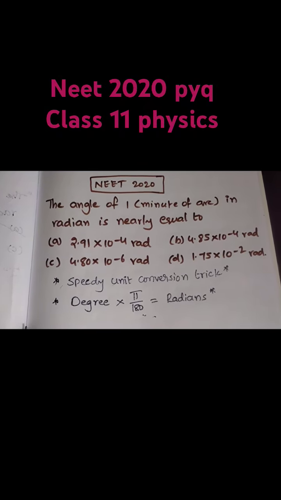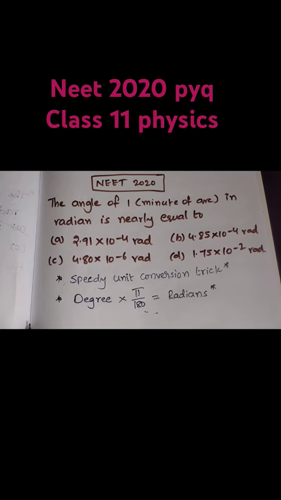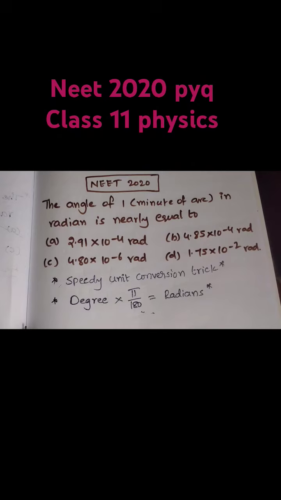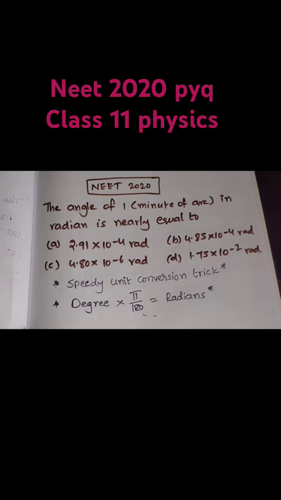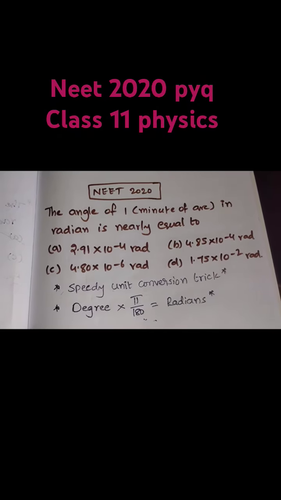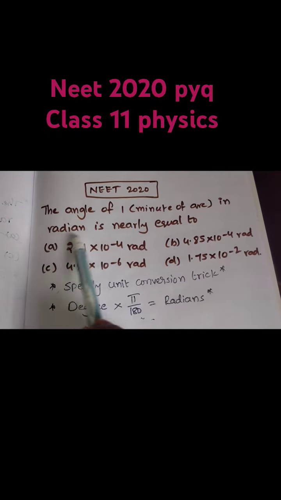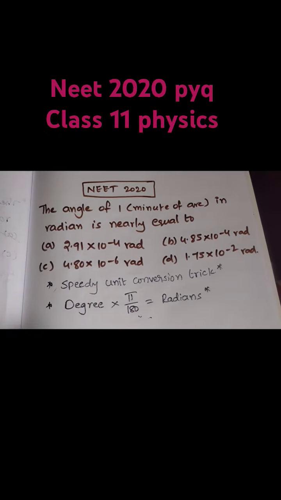Today I am here with you to present a NEET 2020 PYQ from the chapter Units and Dimensions, a very important model for your NEET and EAP set. Let us see the problem. The angle of 1 minute of arc in radian is nearly equal to, see the options.